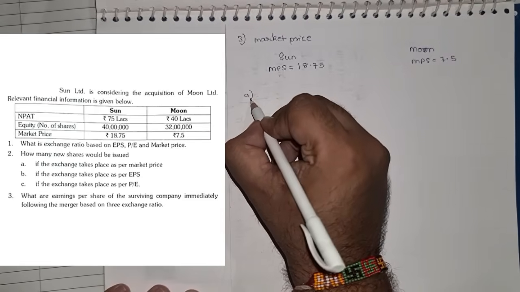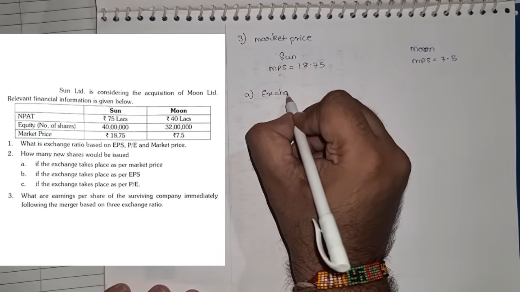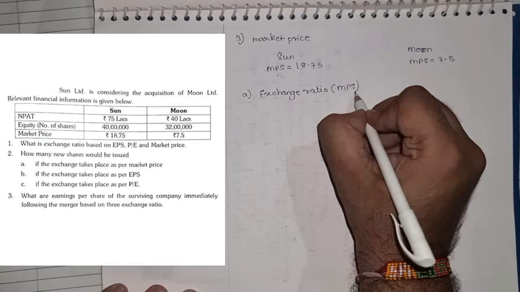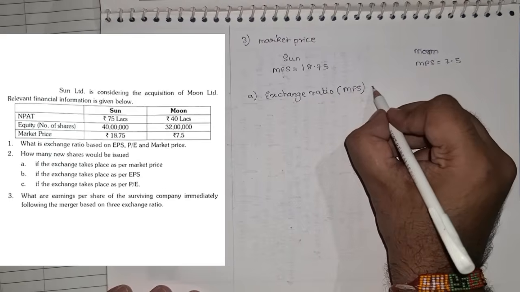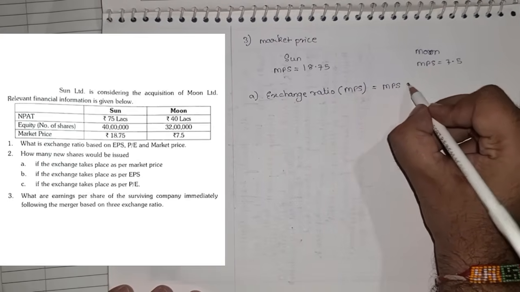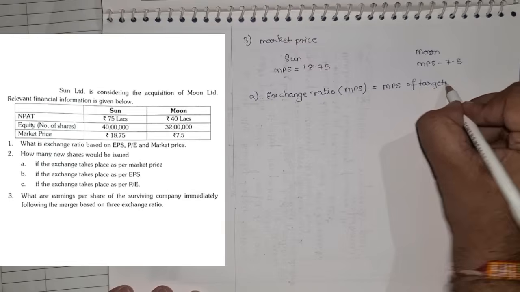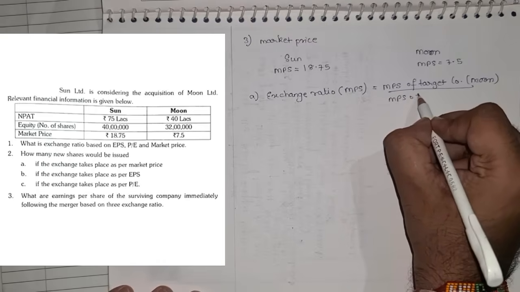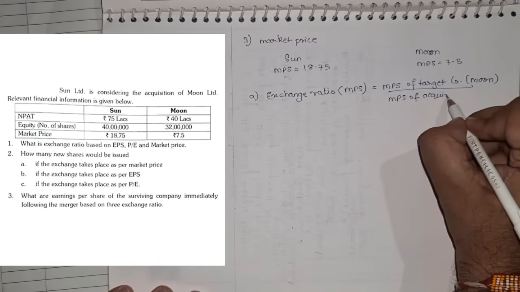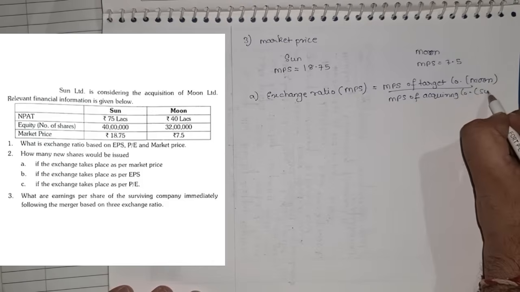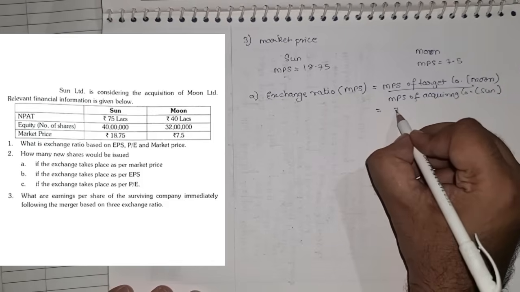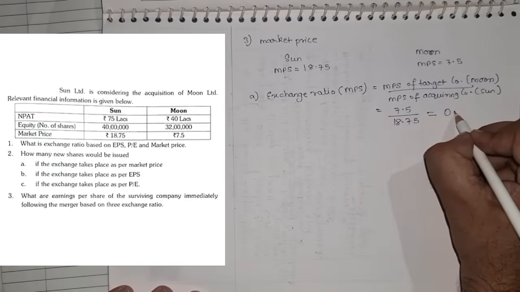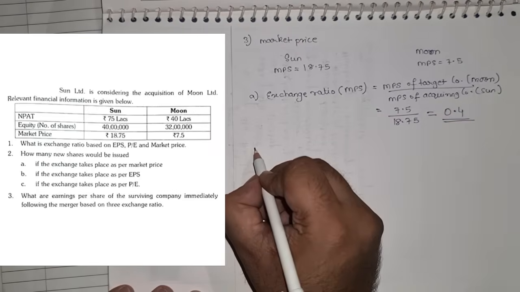Okay, now as per the first part, they are asking us to find the exchange ratio. So we'll write exchange ratio as per market price of the share, that is MPS, will be again MPS of target company, which is Moon Limited, upon MPS of acquiring company, which is Sun Limited. So here it will be 7.5 upon 18.75, which will come to 0.4. That is nothing but the exchange ratio.